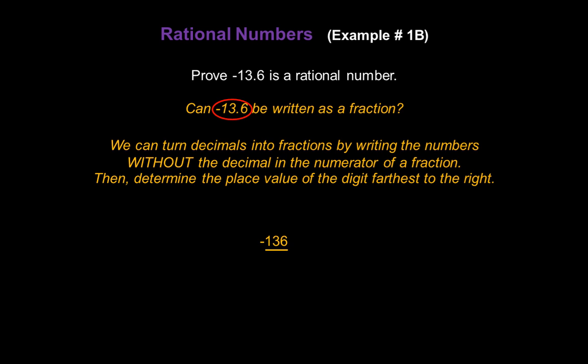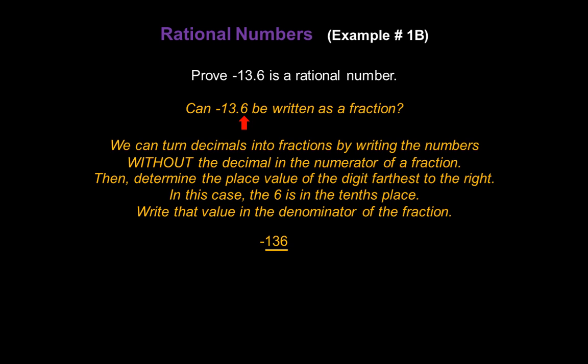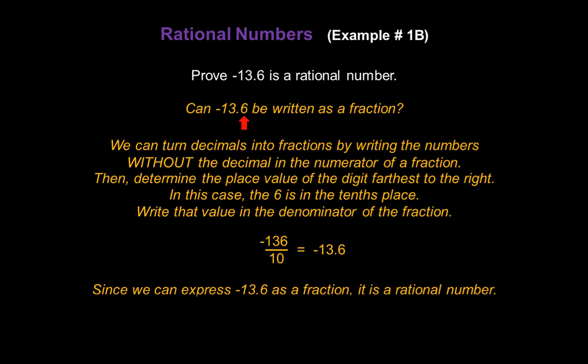Then determine the place value of the digit farthest to the right. The digit farthest to the right is the 6. In this case, the 6 is in the tenths place. So write that value in the denominator of the fraction. Negative 136 over 10 is the fraction form of the decimal negative 13.6. Since we can express negative 13.6 as a fraction, it is a rational number.